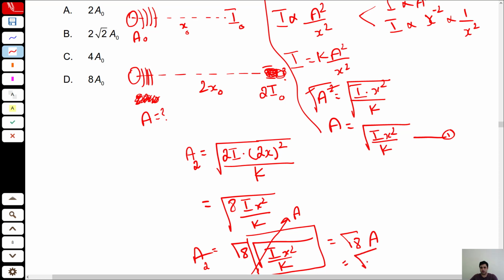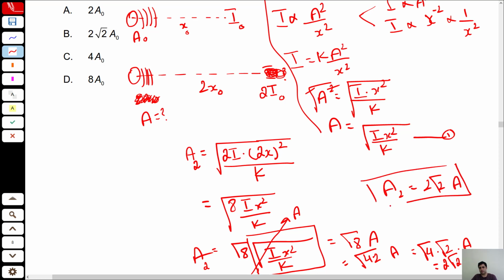You know, square root of 8 can be written as square root of 4 times 2, and then there's A. Square root of 4 times 2 can be written as square root of 4 times square root of 2, and then times A. Square root of 4 is just 2, and then the square root of 2, and then there's A. So 2 square root of 2 is equivalent to square root of 8. So our new amplitude is 2 times square root of 2 times A.